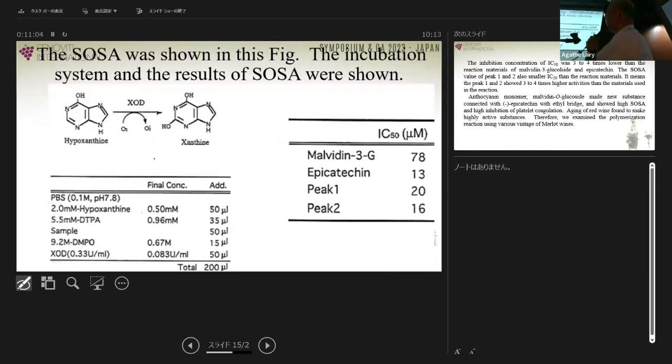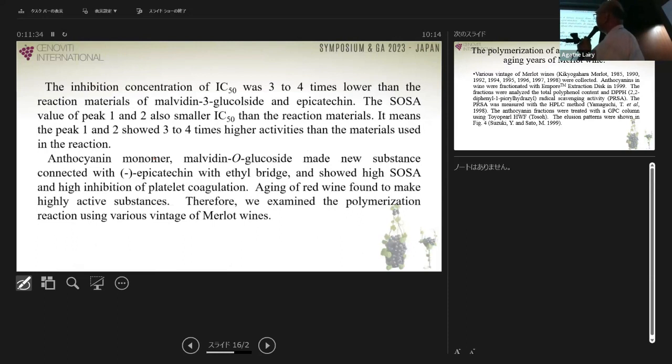The next is SOSA. SOSA is measured with hypoxanthine and xanthine oxidase like this, using ESR. And the IC50 value is here. So peak one and peak two have very small values. It's very high activity, almost the same level as epicatechin. But anthocyanin is not so high. So the IC50 was three to four times lower than the reaction materials.